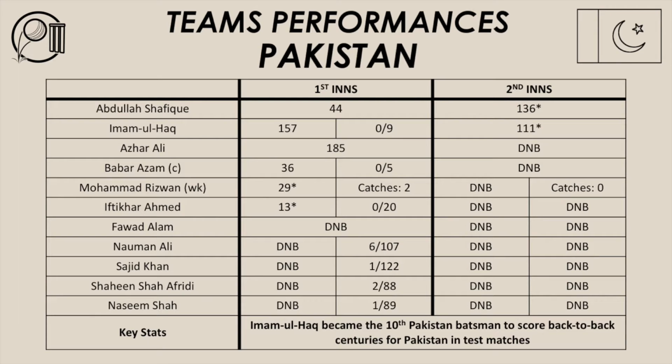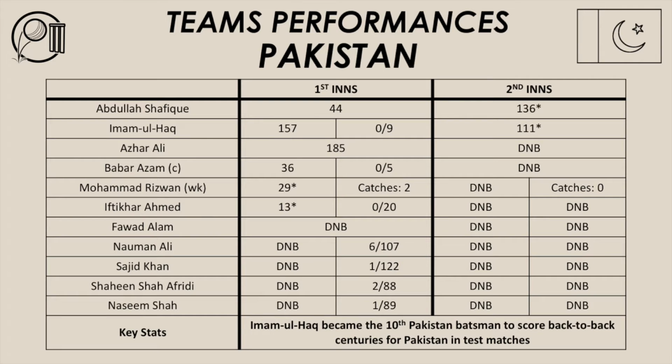Centuries from Aman al-Haq, 157, and Azhar Ali, 185, helped Pakistan reach their total of 476. The partnerships of 105 for the first wicket between al-Haq and Shafiq, 208 for the second wicket between Ali and al-Haq, and 101 for the third wicket between Ali and Azam were all valuable contributions for Pakistan reaching their first innings total of 476. In the second innings, Pakistan batted well to get to 252 without losing a single wicket to build on their lead of 17 runs in the first innings over Australia.